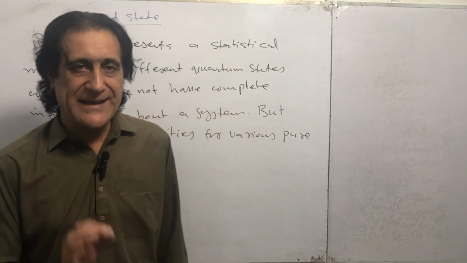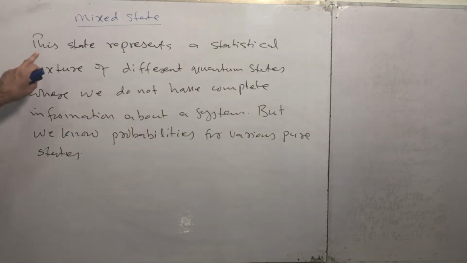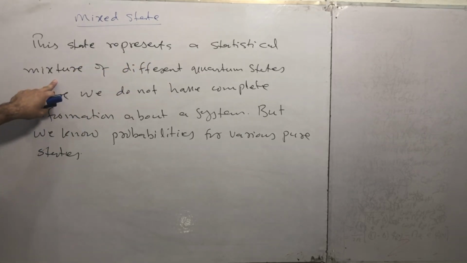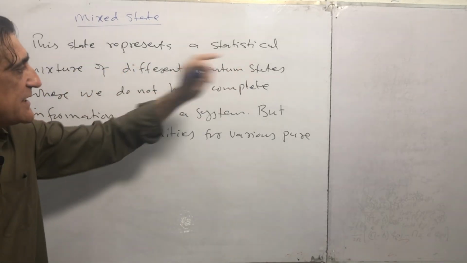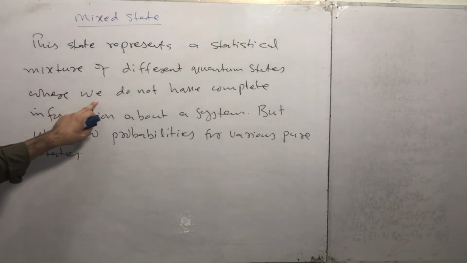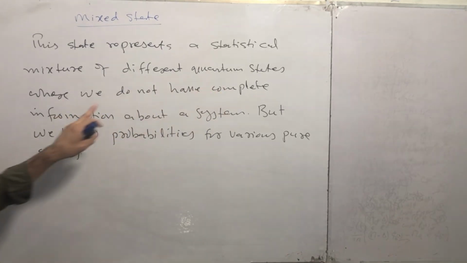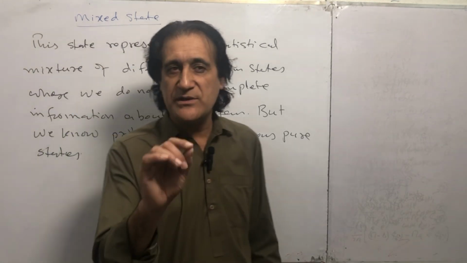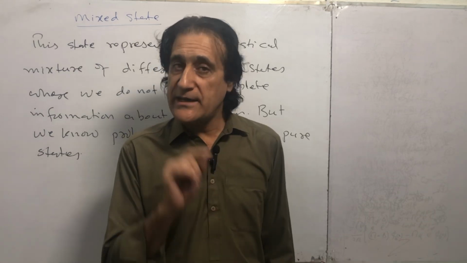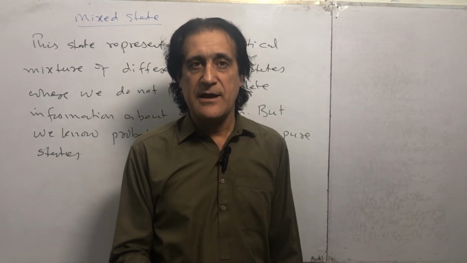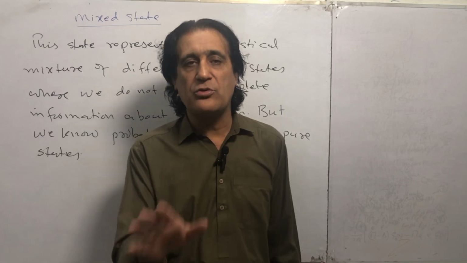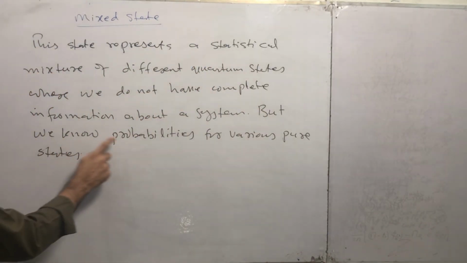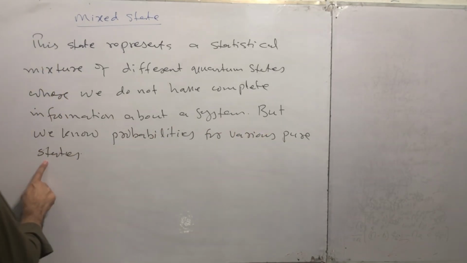So what is a mixed state? I have written that this state represents a statistical mixture of different quantum states where we do not have complete information about a system. So this is important. This is the difference between a pure state and a mixed state. In a pure state, we know the quantum state, but in a mixed state, we don't know the quantum state. But we know probabilities for various pure states.